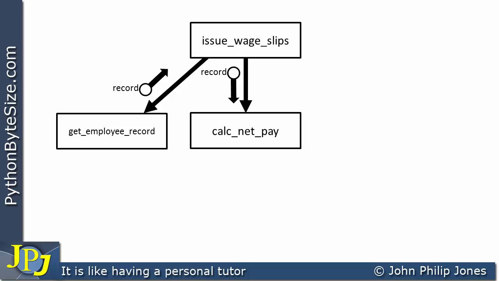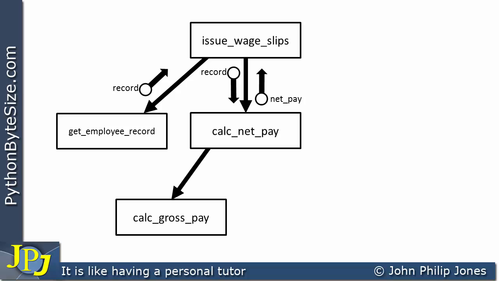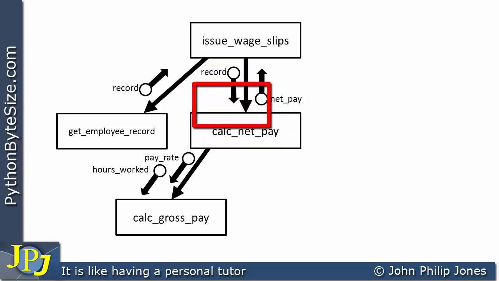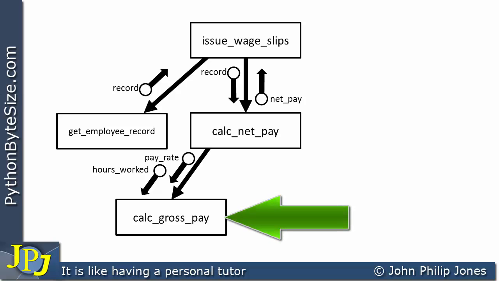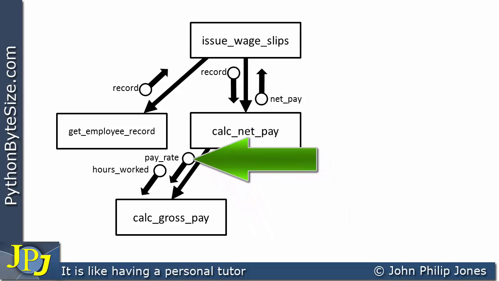Now, the calculate net pay is going to use the information inside the record to return the net pay. To achieve this, the calculate net pay module is going to call another module called calculate gross pay. And to this, it's going to pass the pay rate and the hours worked. It got that information out of the record because, if you remember, calculate net pay was sent the record, so it is able to extract the pay rate and the hours worked from the record. What calculate gross pay is now going to do is use the pay rate and the hours worked, multiply them together to give the gross pay, and this gross pay is now going to be returned to calculate net pay.